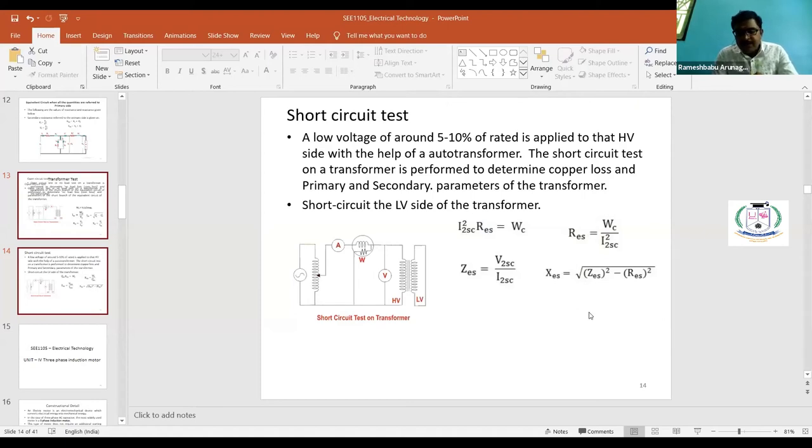The equivalent resistance RES is a combination of two resistors, as we discussed previously: R1 plus R2 dash. Similarly, XES is a combination of two reactances, primary and secondary: X1 plus X2 dash. So the total resistance and total reactance are measured here. This is the important topic of the third unit, transformers. Next we will move on to the fourth unit.